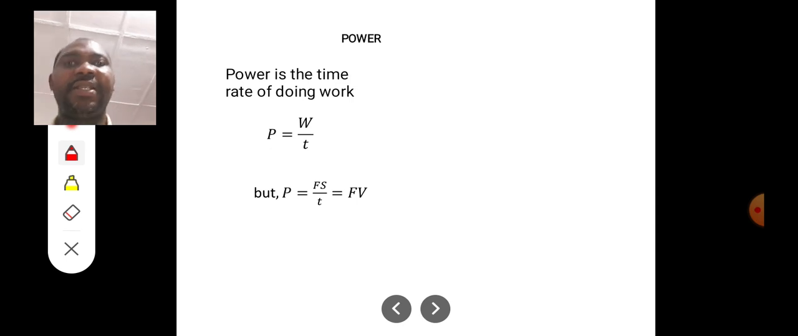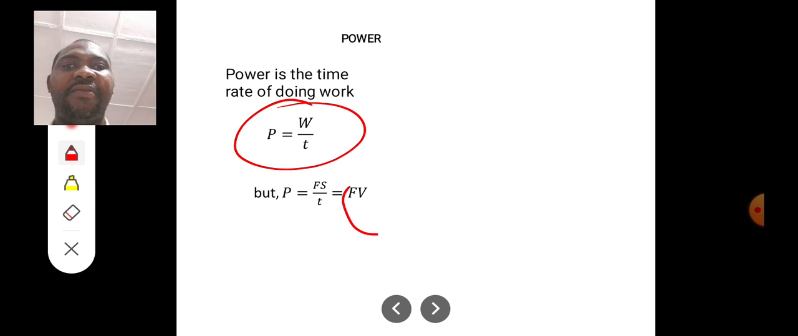We'll move to the next stage, power. What is power? Power is the time rate of doing work. So, meaning that power is equal to work done over time. But work done is also force times distance. So power can be force times distance over time. But remember that distance over time is velocity. So power is force times velocity. So we can either use this formula, work done over time, or force times velocity.